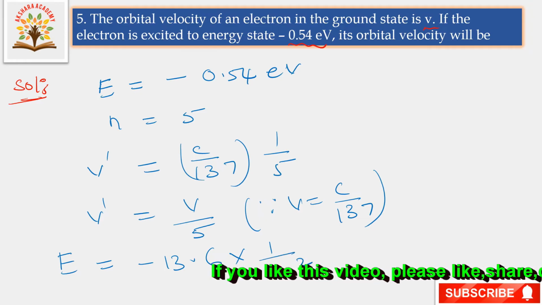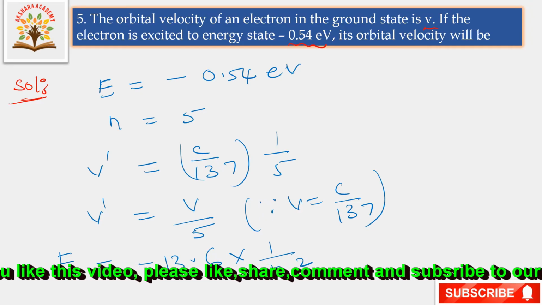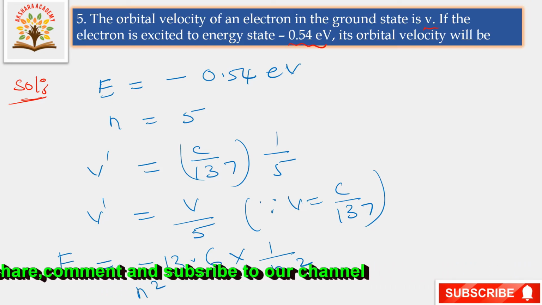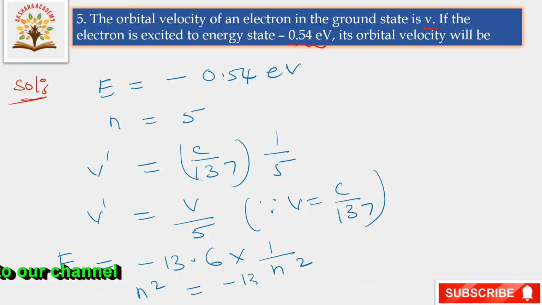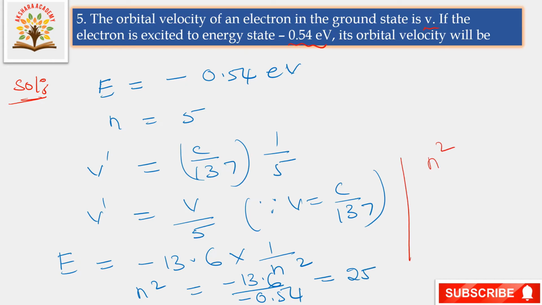So that is equal to, now N square is equal to, this can be written as minus 13.6 by minus 0.54, that is equal to 25. So N square is equal to 25. So N is equal to root 25, that is equal to 5. The orbital velocity will be V by 5.